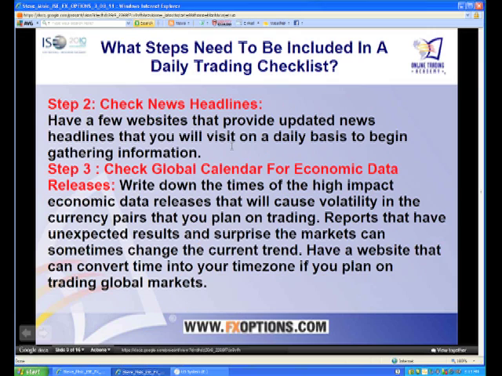And nowadays, since this is a global world, I find myself traveling all over the world in different time zones. So you want to have at least 1 or 2 websites that convert time into your local time zone, especially if you're trading economic data releases from here in the U.S. when I'm overseas in Dubai. It's a whole different time zone. It's a whole different time of the day to be trading.